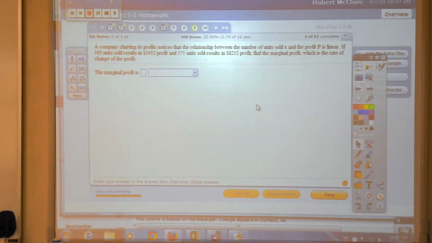All right, look at this one. A company charting its profits. Notice that the relationship between the number of units sold, x, and the profit is linear. If 500 units are sold in blah, blah, and results in blah, blah, find the marginal profit, which is the rate of change of profit. So they want you to find the what? Slope. Find the slope.